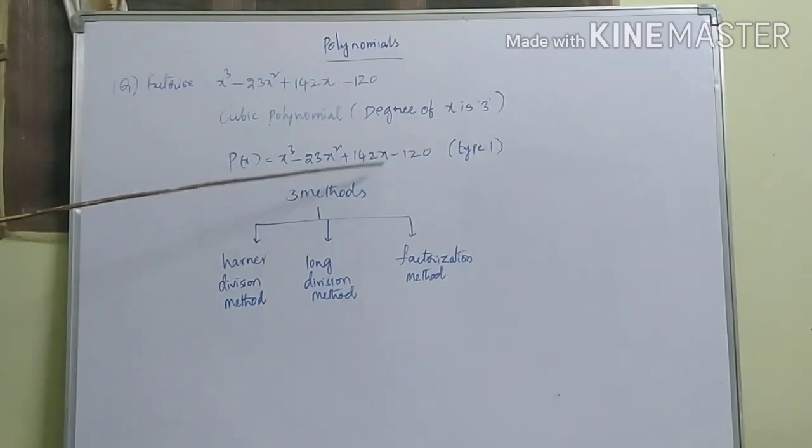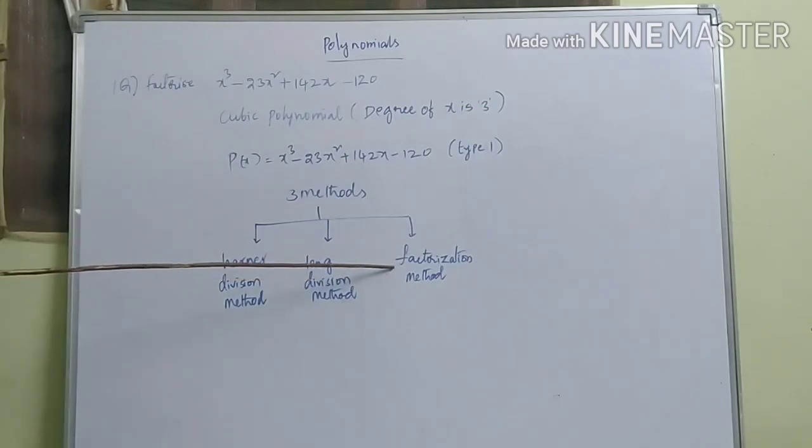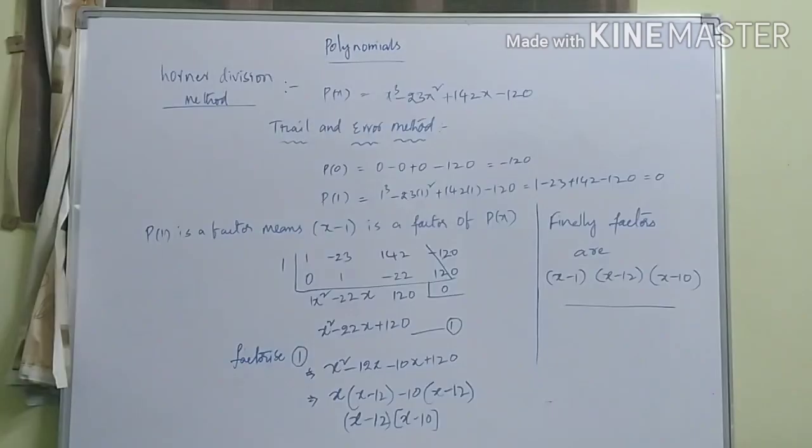This is type 1 problem. Generally, these types of problems we have to solve by using three methods. The first one is corner division method, the second one is long division method, and the third one is factorization method. This is a cubic polynomial, which means the highest degree of x is 3, so this type of polynomial has 3 factors.